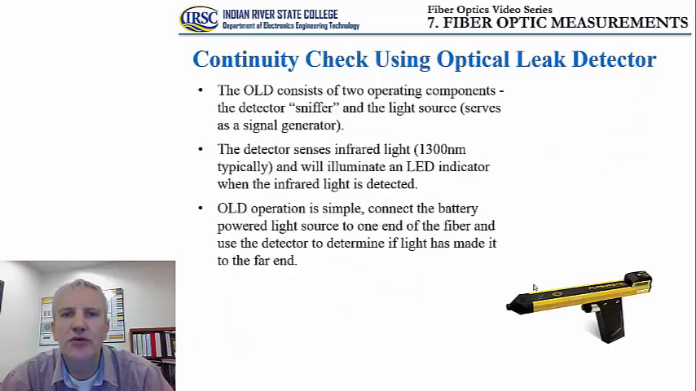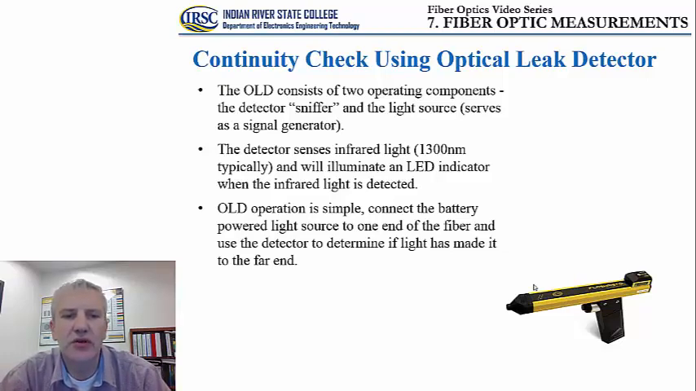You may also perform a continuity check using an optical lead detector. This type of device works in a slightly different way than a visual fault locator, in the sense that it consists of two test devices. We have a detector sniffer that's going to be connected on the receiving end of the optical fiber, and on the other side, on the transmitting side, we have a light source that's going to serve as a signal generator. So you are shooting an invisible infrared light, at around 1300 nanometers typically, from the power source. That signal is going to propagate along the optical fiber and would eventually illuminate an LED indicator on the detector on the receiving side, and that's how the infrared light is going to be detected.